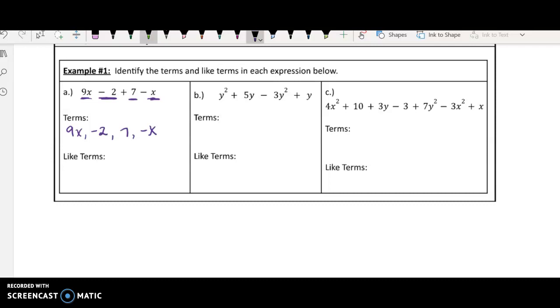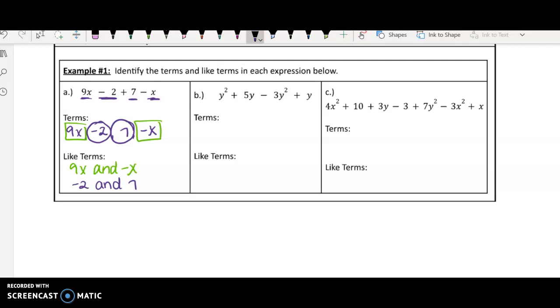So my like terms, and this is where I box and circle. I always box and circle the ones that are alike, so that way it helps me later. So my like terms, 9x is alike to -x. And then -2 is alike to 7, because they both don't have a letter, and then these two both have the same letter.